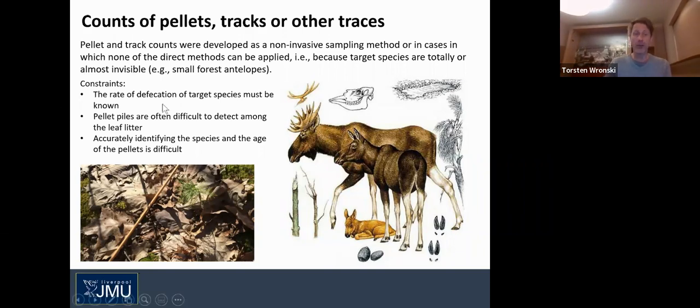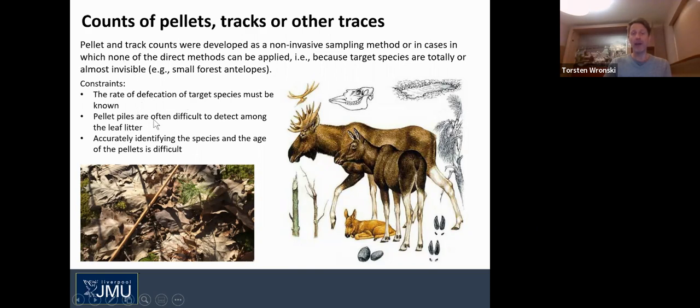However, what are the constraints? We need to know the rate of defecation of the target species. How often do they defecate, in order to make a meaningful statement regarding the abundance of the animal?